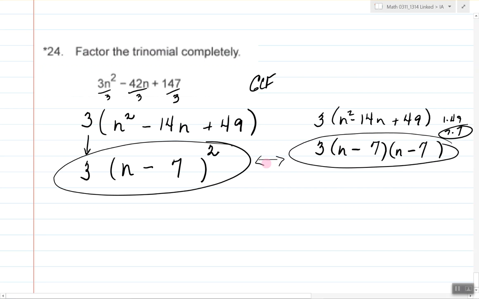It does not matter. All right, I know this was a long video. It's a long lesson, but it's super important that you be able to factor trinomials.